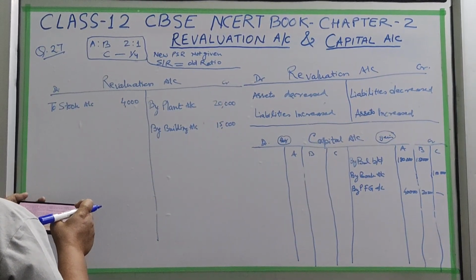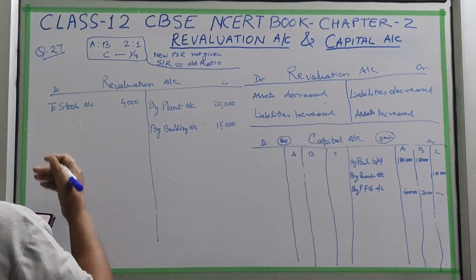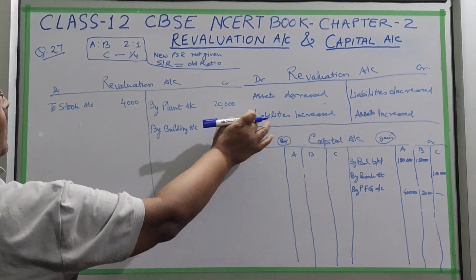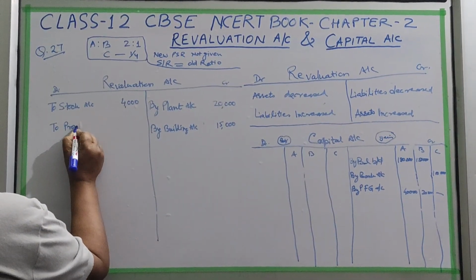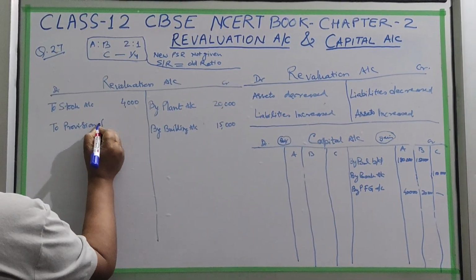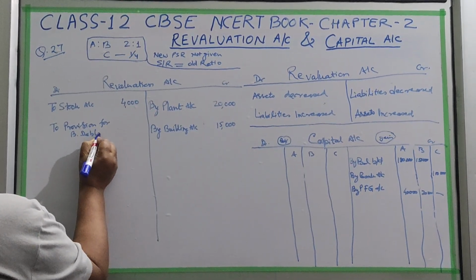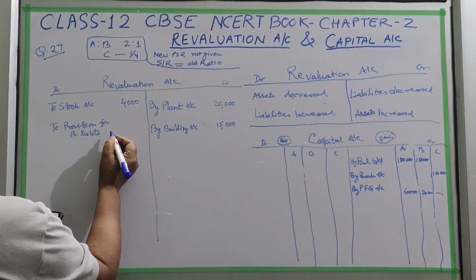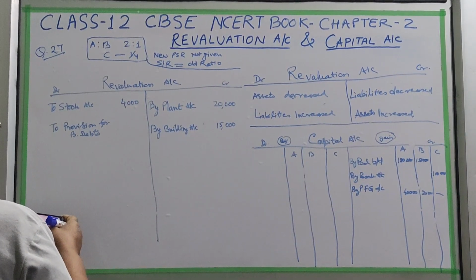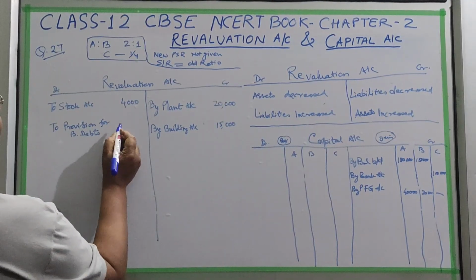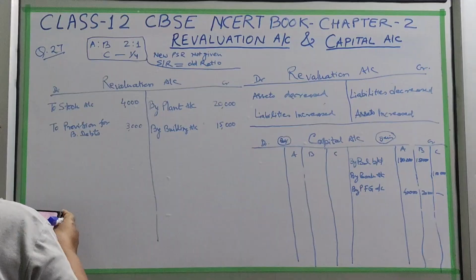A provision for bad and doubtful debts. So provision you have to make means credit, you have to increase liabilities. Provision is a liability. So to provision for bad debts. Provision for bad debts to be created at 5% of debtors. Debtors is given 60,000, its 5% is 3,000. Okay.